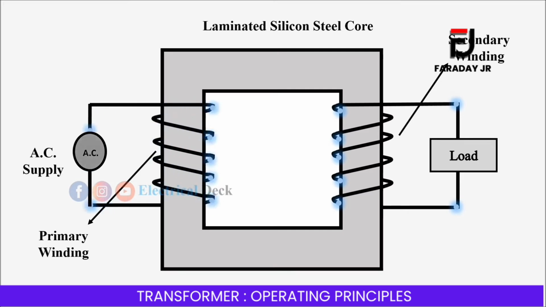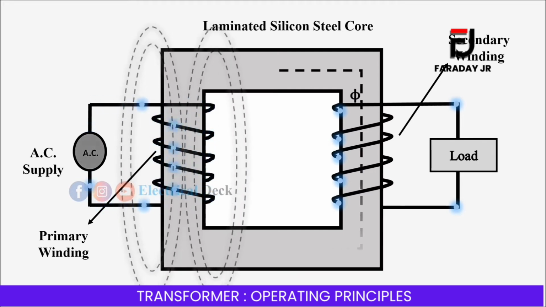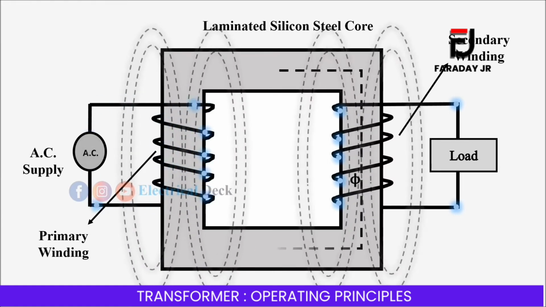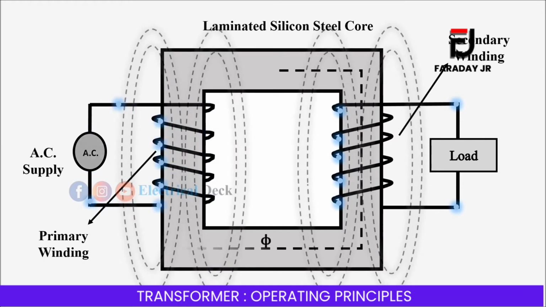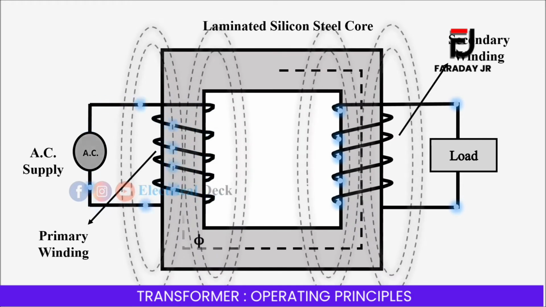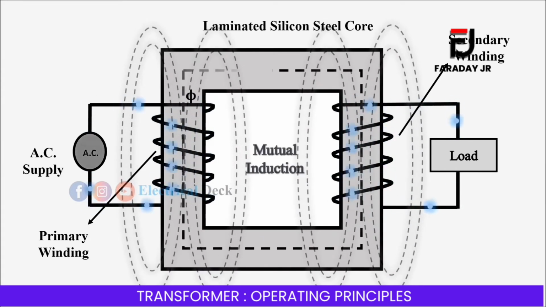This alternating flux circulates through the core of the transformer and links with the secondary winding. Now, as the supply given to the primary winding is alternating in nature, it induces an EMF in the secondary winding. This is due to the mutual induction between the two coils. The induced EMF in the primary and the secondary windings depends upon the rate of change of flux linkage between the two windings.